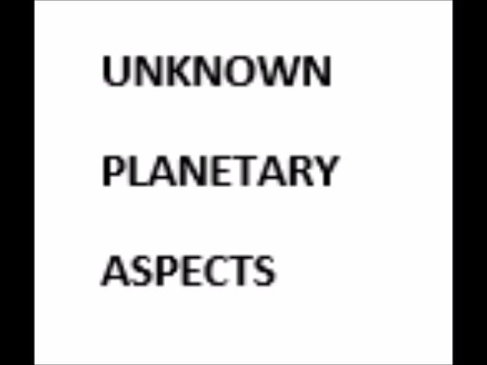We are aware that Sun aspects the 7th house from where it is situated. We are aware that Mercury aspects the 7th house from where it is situated in the birth chart. We are aware that Moon aspects the 7th house from where it is situated. We are also aware that Mars aspects the 4th, the 7th and the 8th house from where it is situated in the birth chart.